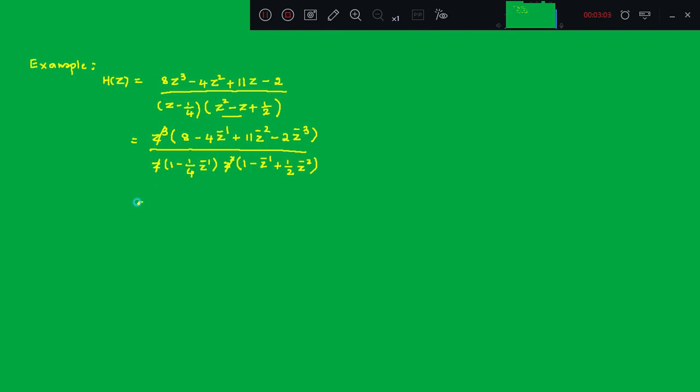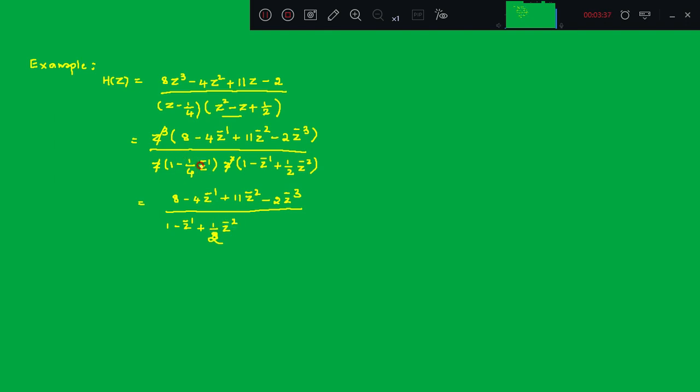So what I have in the numerator is 8 minus 4 z raised to minus 1 plus 11 z raised to minus 2 minus 2 times z raised to minus 3, right? So now let us multiply these two, right? So 1 into 1 is 1, minus z raised to minus 1 plus 1 by 2 z raised to minus 2.